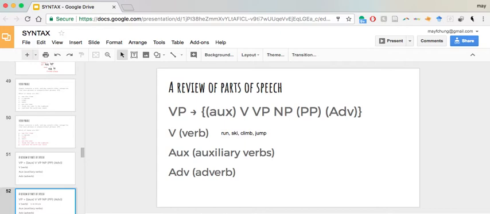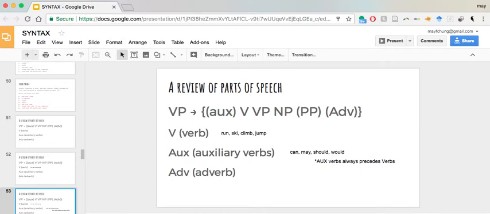Auxiliary verbs are things that can help you attain or complete the action of the main verb. So here I have can, may, should, would. So I can run, I can ski, I can climb, I should jump, I would climb, I would ski. Notice that auxiliary verbs always precede verbs. The auxiliary verb always occurs before your verb. And then your adverb.